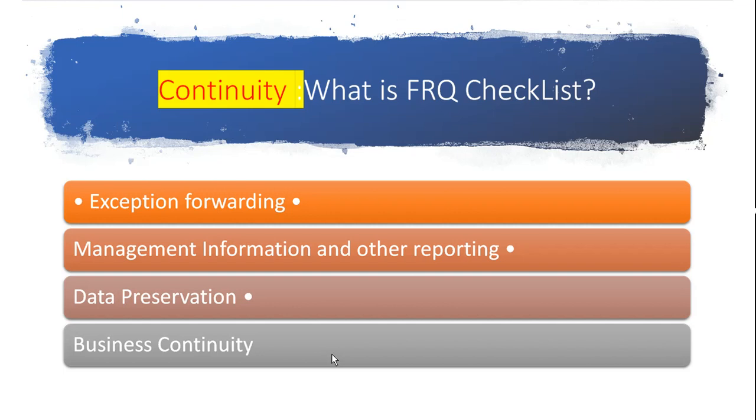But if something crashed in the application and system, some application down has happened, then probably that is the application and system exception. So this type of exception has to be maintained in the FRQ.